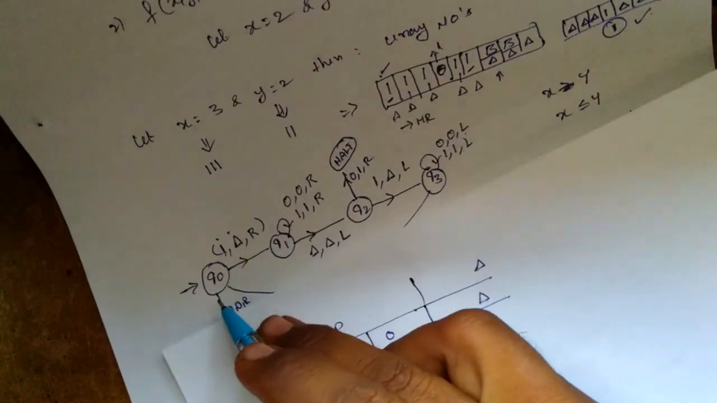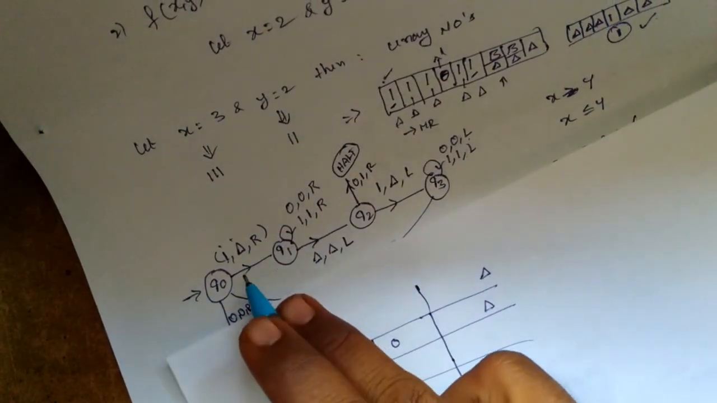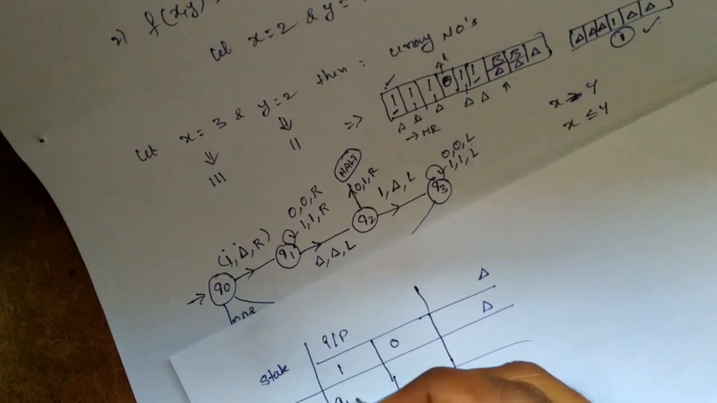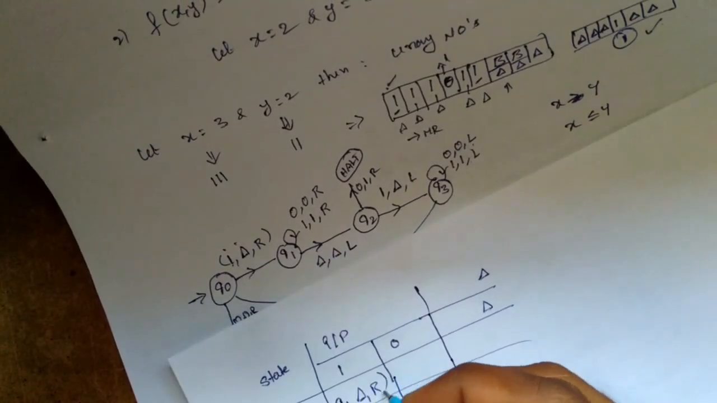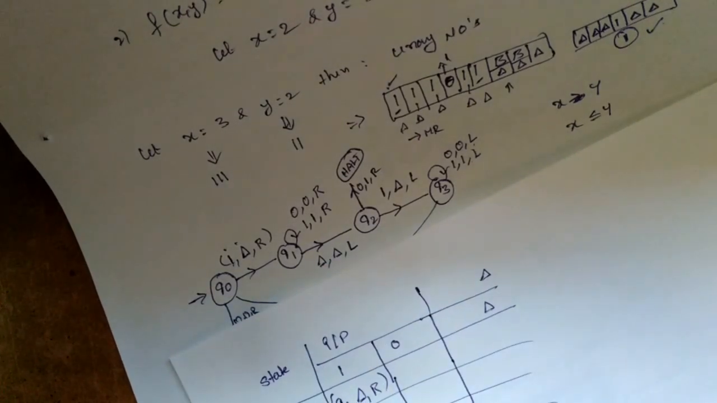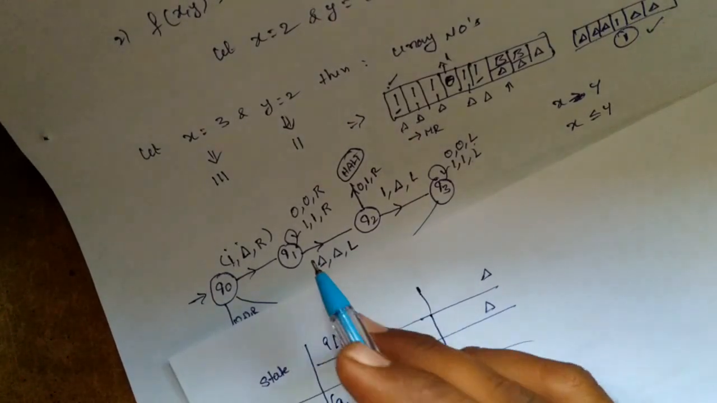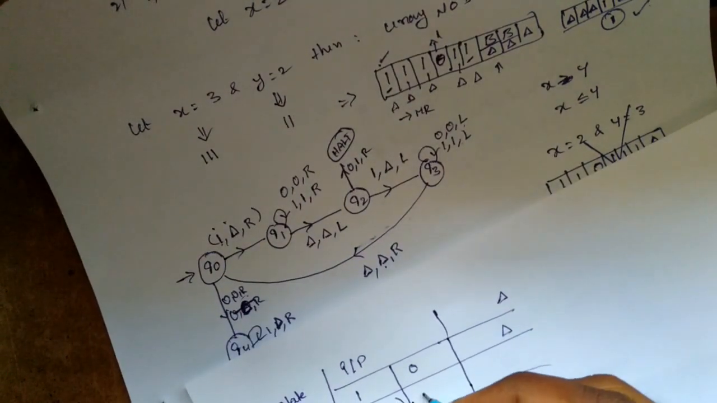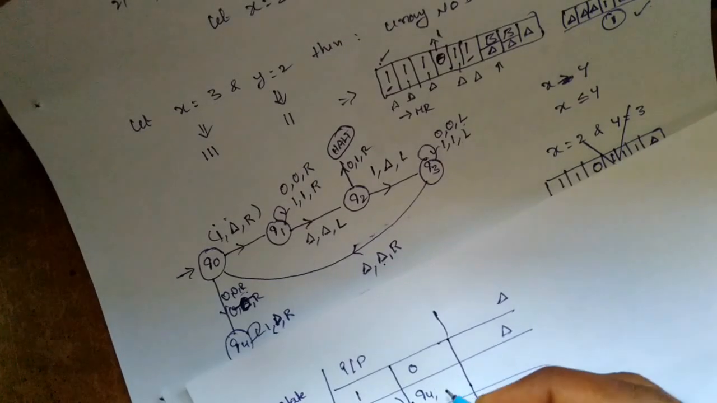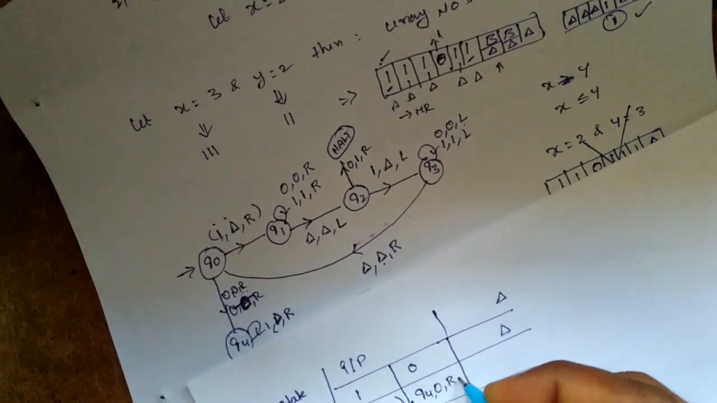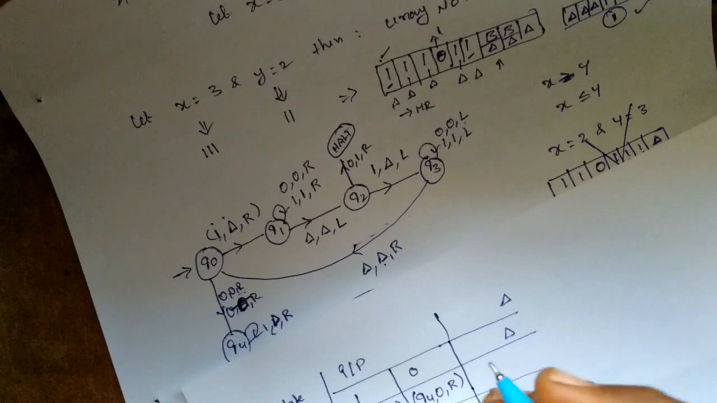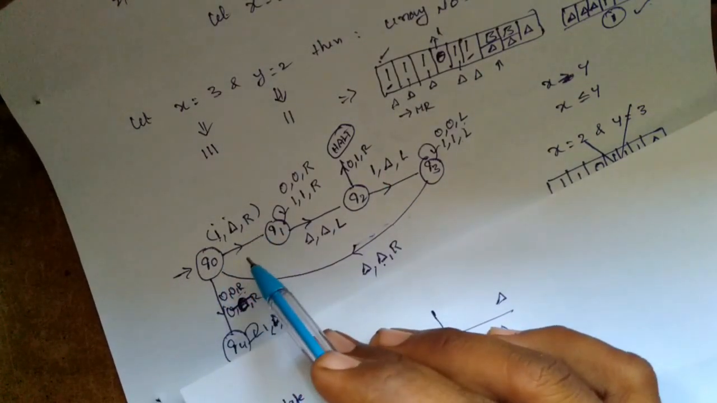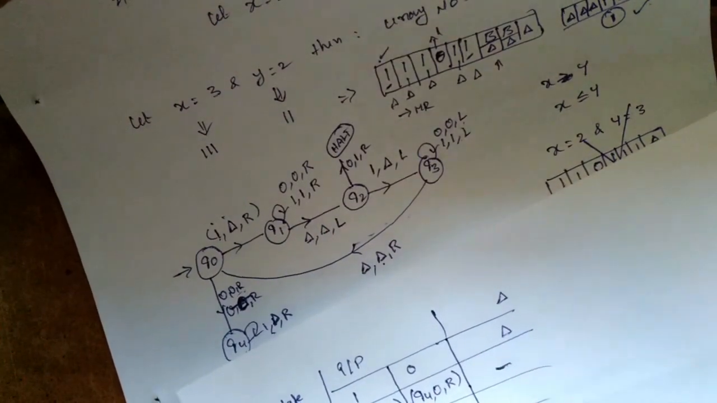So now from Q0, when read 1 as input, going to Q1. So that's why the next state is Q1, the written symbol is del, and the direction is right. From Q0, when read 0, the next state is Q4, the written symbol is nothing, and move right. And from Q0 there is no need to read del as input. So these are the transitions for Q0.